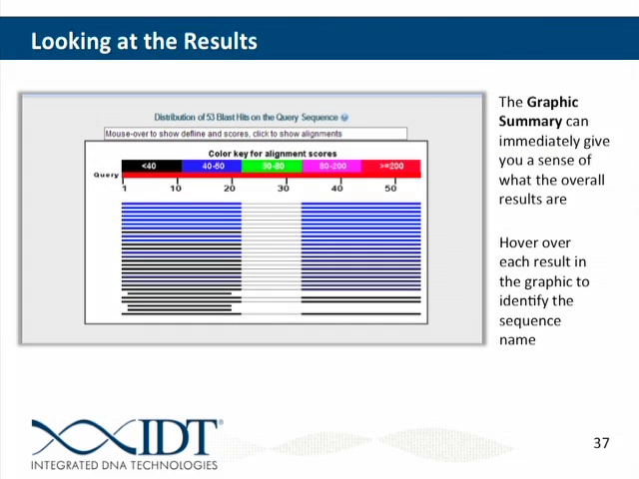And then here's an example of what the BLAST output will look like. Each of these different lines indicates a unique match to your forward and reverse primer. You can scroll over these in NCBI and it will tell you the name of the sequence that it is hitting. So the graphic summary can give you an overall sense of what the results are, how many hits, how many unique hits there are to your primer combination.